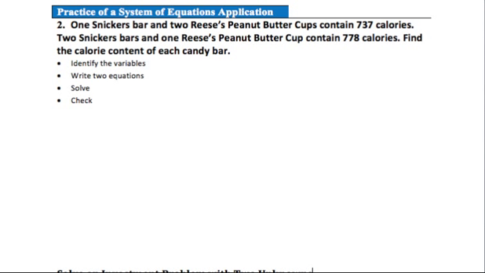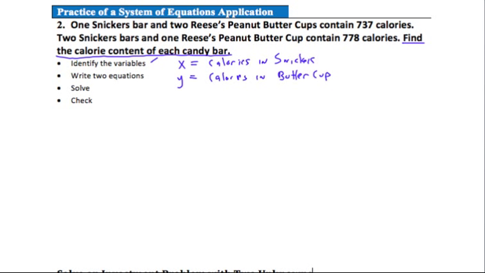Okay, let's take a look. First thing we're going to do is identify our variables. So we'll say, okay, we're going to have to let x equal something. We're going to have to let y equal something. These are going to be the unknown things in our problem. And if you always look towards the end of the problem, usually that's where it'll tell you what we're trying to look for. Find the calorie content of each candy bar. So we have calories, and let's look at our candy bars now. One of them was a Snickers. Calories in a Snickers, and then calories in the peanut butter cup. So now I've identified my two variables.